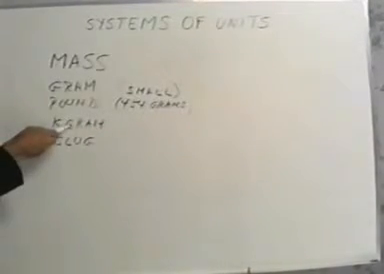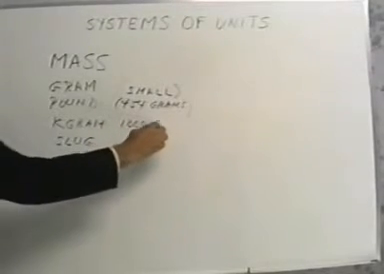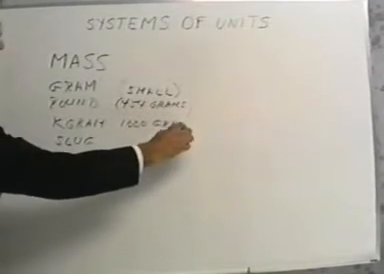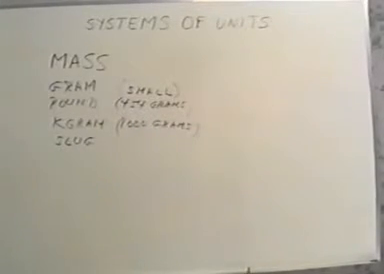Now the kilogram is 1,000 grams, which makes it even larger than the pound. Approximately 2.2 pounds make up a kilogram.